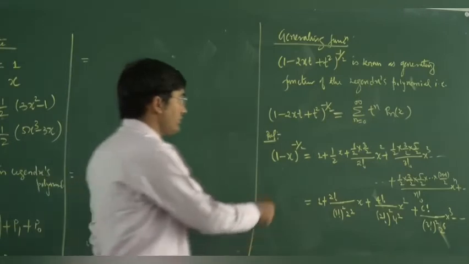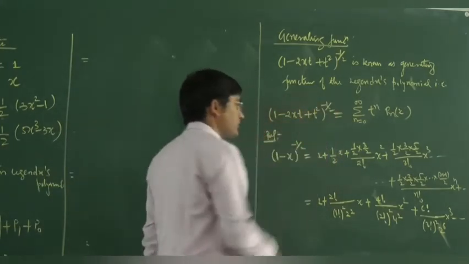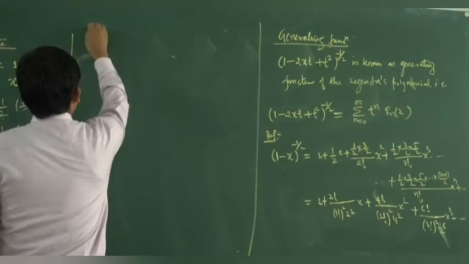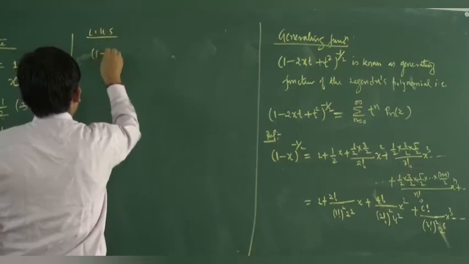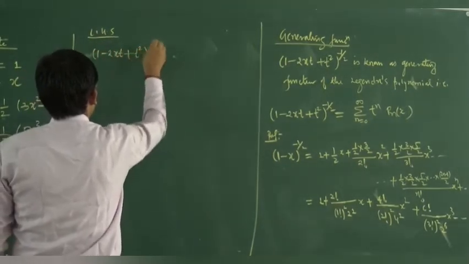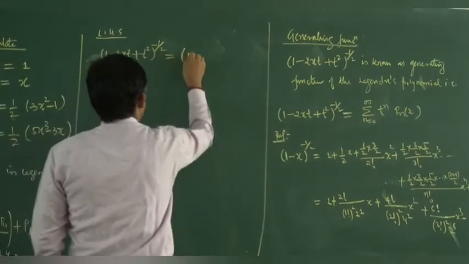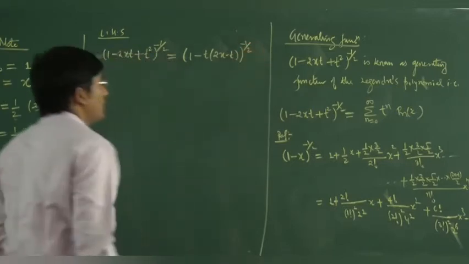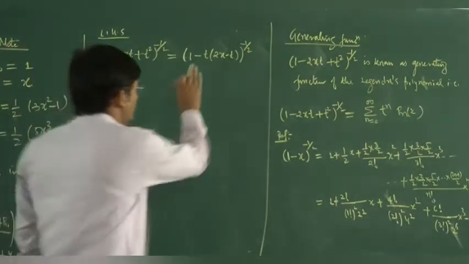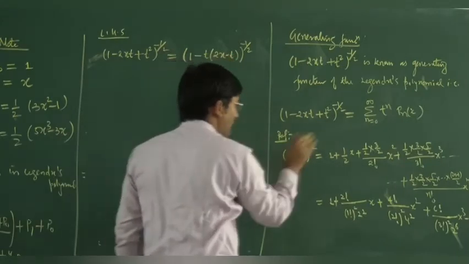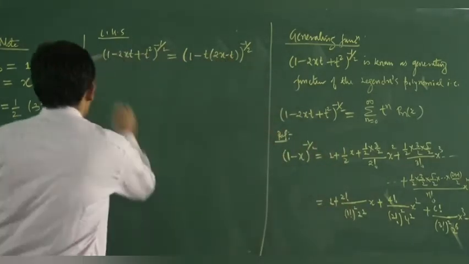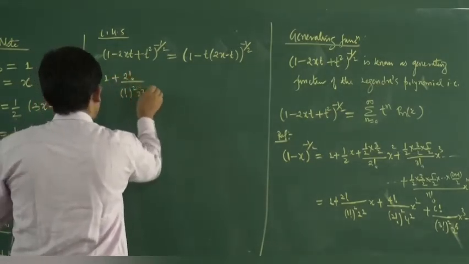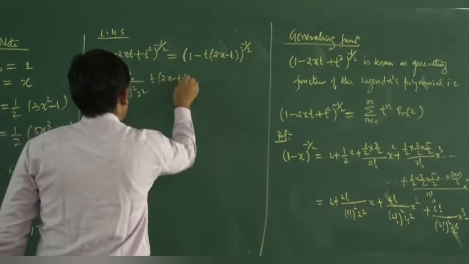Now let us open this left hand side with the help of this formula. So let us take the left hand side. Now this will be (1 minus 2xt plus t square) power minus half. Now this can be written as (1 minus t(2x minus t)) power minus half. Now just write this function with the help of this formula. So this is equal to 1 plus factorial 2 upon factorial 1 whole square, 2 square, t into (2x minus t). This was your first term.